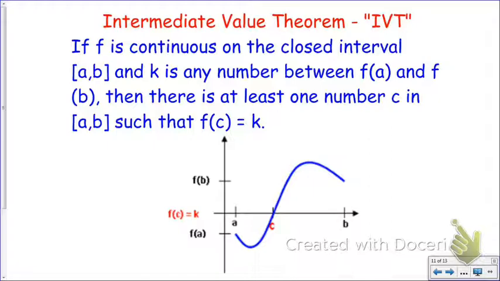It says, if f is continuous on the closed interval a to b, and k is any number between f of a and f of b, then there is at least one number, c, in the interval from a to b, such that f of c is equal to k.